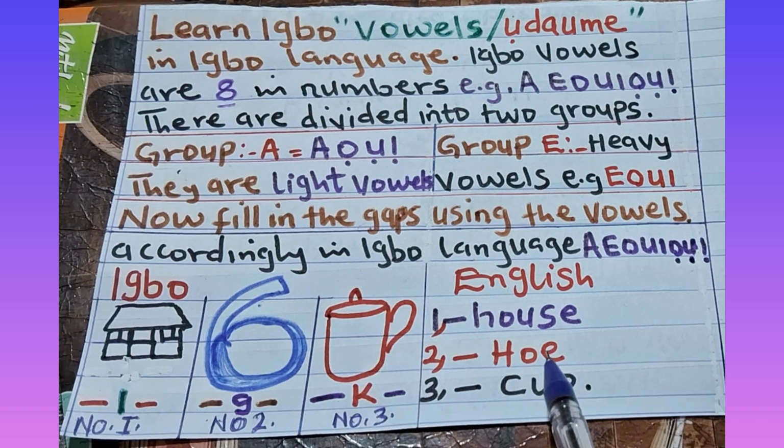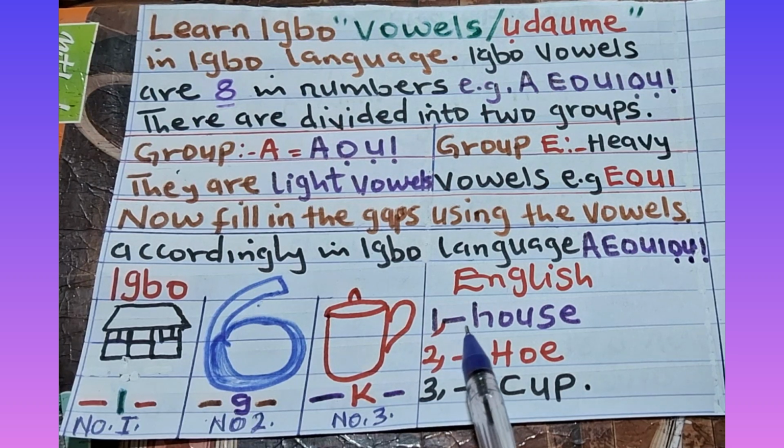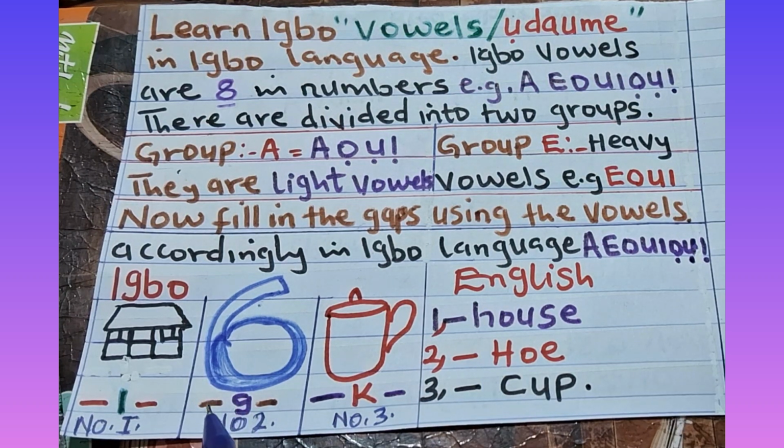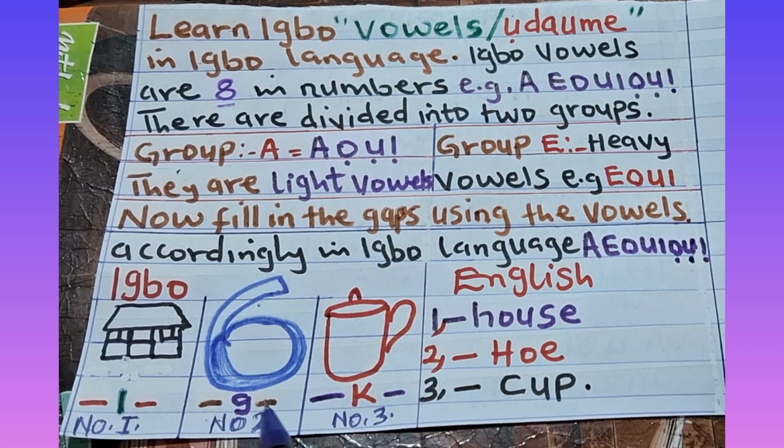Secondly, you have ho. Number 2 in English is called ho, ọgụ. Number 1 is called house, ụlọ, fix it. Then number 2 is called ho, ọgụ. So the consonant is given. Fix the 2 vowels from here.